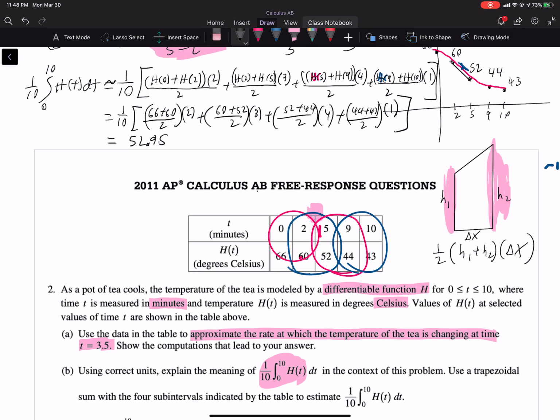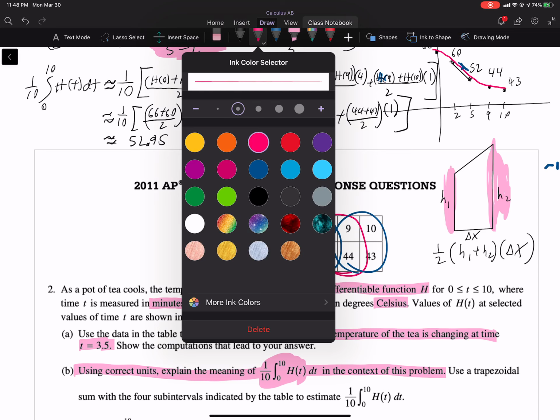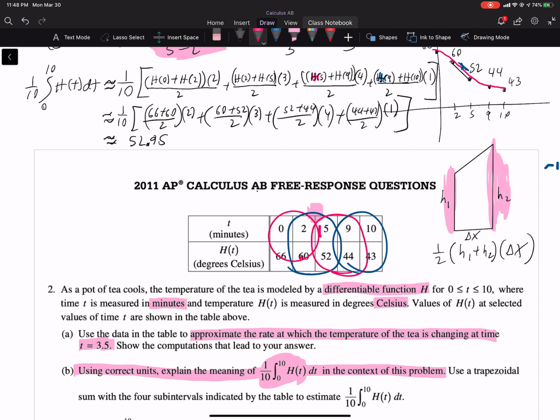So I need a squiggly because it's an approximation, not an exact. Now, let's go ahead and reread the question. We still haven't done this part. Explain the meaning. So let's get the units while we're at it. So this unit right there, that's the width, that's the time. That's going to be the units of minutes.